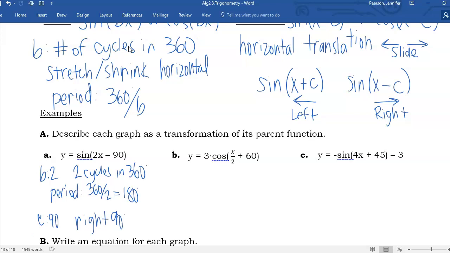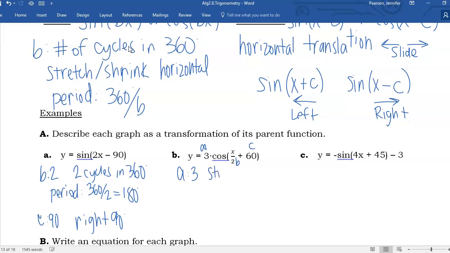Letter B, y equals 3 times the cosine of x over 2 plus 60. So I see three things. I see an A, I see a B, and I see a C on this one. So thinking back to A from the previous lesson, that is our amplitude. Our amplitude is 3, means that we have a vertical stretch and that the total overall height of our graph will be 6, right? Because amplitude is half the total height.